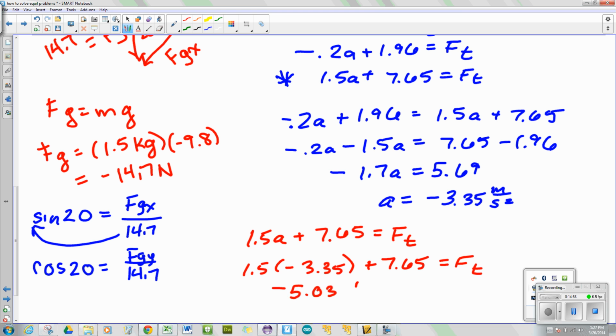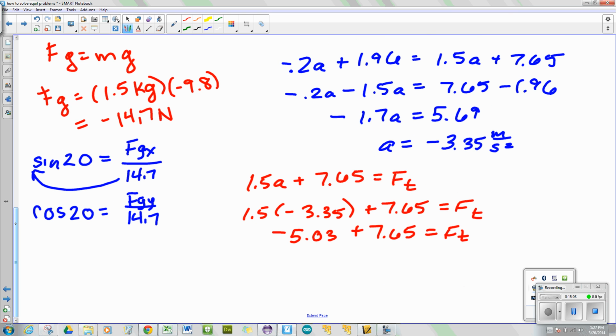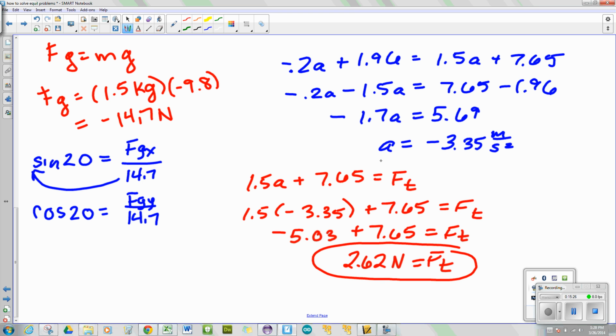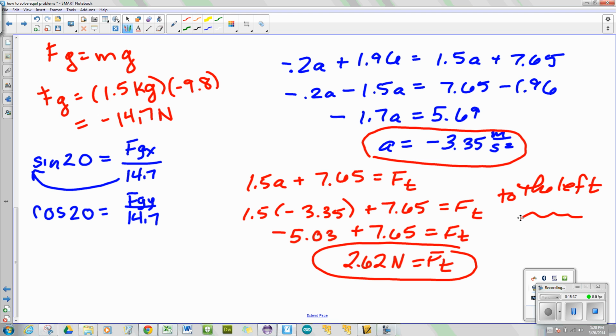Negative, plus 7.65 equals Ft. And that gives me 2.62 positive. Newtons equals Ft. And here's my acceleration. And my direction is to the left. And that is the end of the problem.